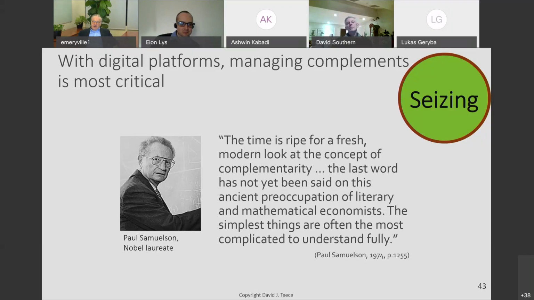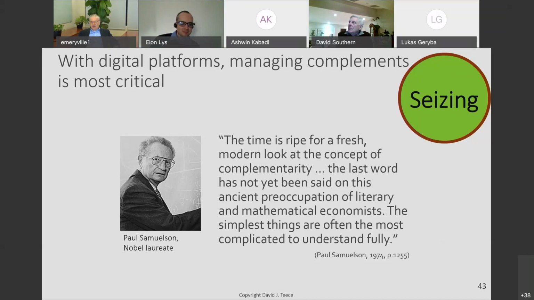And here's a statement. It's quite old, actually. It's from the mid-'70s. But Paul Samuelson's a Nobel laureate, and when I really want to make a point, I never make it myself. I go find a Nobel laureate who said it, and then people pay attention to it. And here's Samuelson saying back in the mid-'70s, the time is ripe for a fresh, modern look at the concept of complementarity. The last word has not yet been said on this ancient preoccupation of literary and mathematical economists. The simplest things are often the most complicated to understand fully.